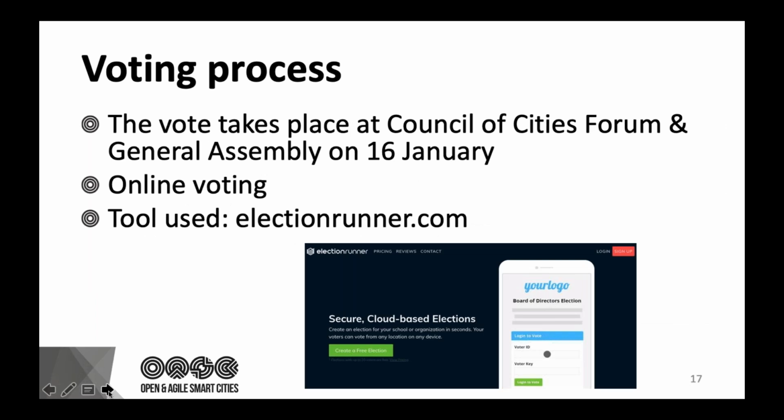And then again, as we said before, the voting will take place on the 16th of January, the day before the Connected Smart Cities Conference, when we also organize the Council of Cities Forum and the General Assembly here in Brussels. It will be an online tool, the same one that we used to elect the representatives of the Council of Cities and the BOD. It's the Election Runner, it worked perfectly fine. We hope to see as many of you as possible in the General Assembly in person, but those who cannot attend will be able to vote online. So that's it from my side.